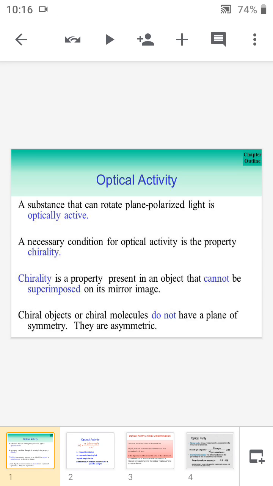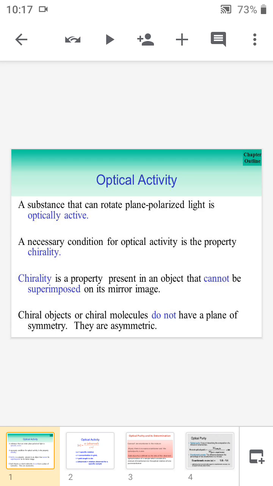Good morning, everybody. Today we are discussing the next topic of stereochemistry, that is, the condition for optical activity. A substance that can rotate the plane polarized light is called an optically active compound. The necessary condition for optical activity is the property of chirality. So, what do we mean by chirality?